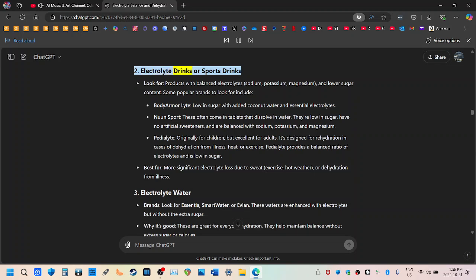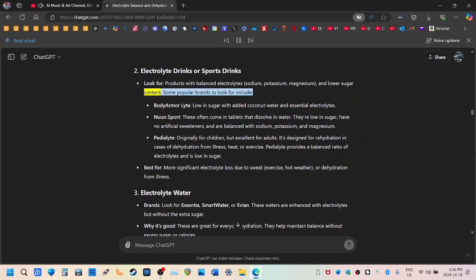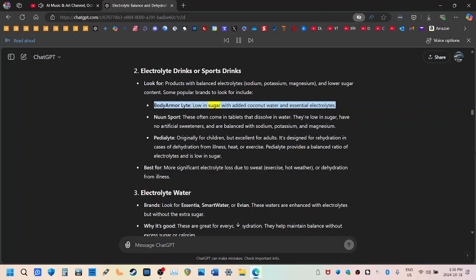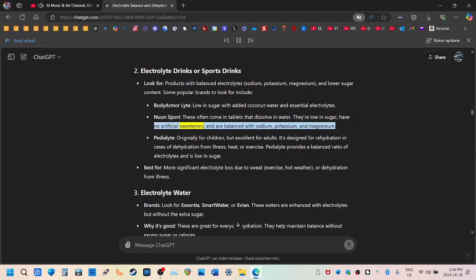2. Electrolyte drinks or sports drinks. Look for products with balanced electrolytes, sodium, potassium, magnesium, and lower sugar content. Some popular brands to look for include Body Armor Light, low in sugar with added coconut water and essential electrolytes. Nuun Sport often comes in tablets that dissolve in water. They're low in sugar, have no artificial sweeteners, and are balanced with sodium, potassium, and magnesium.